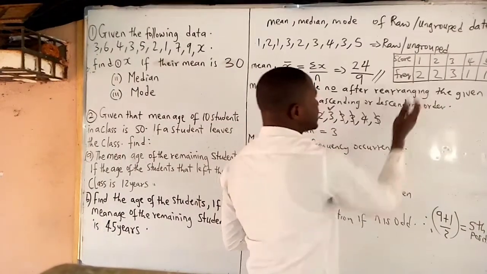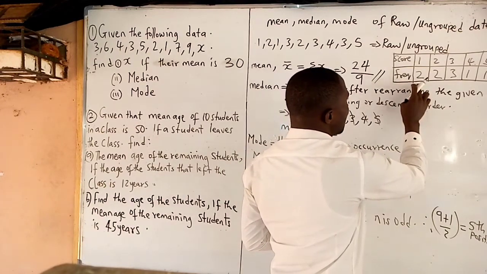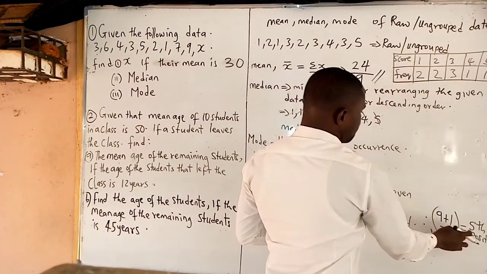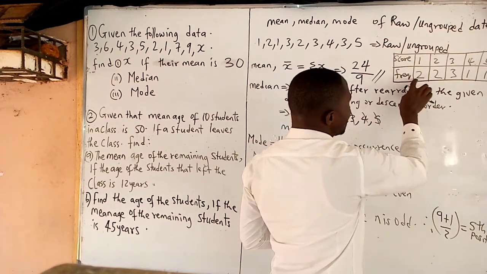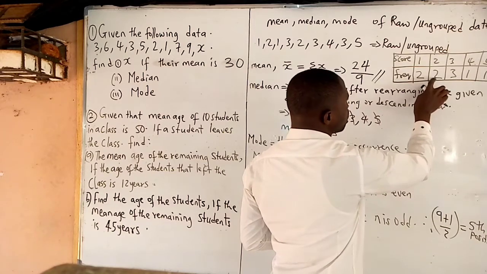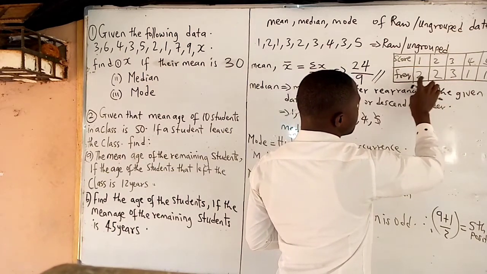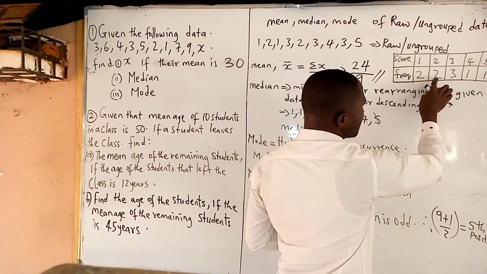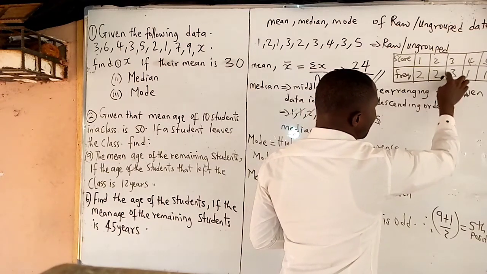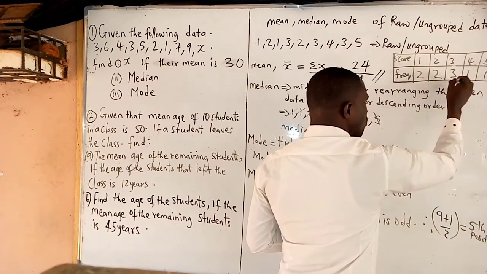You can come to this table to get your median. I will say, okay, my median means 5th position. I will be adding the frequency to know where it will give me 5. 2 plus 2, 4. 4 plus 3, 5. We have not gotten 5 at 4. 4 plus a number here will give you 5, so it will be inside this 3.